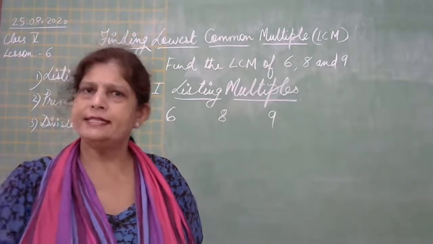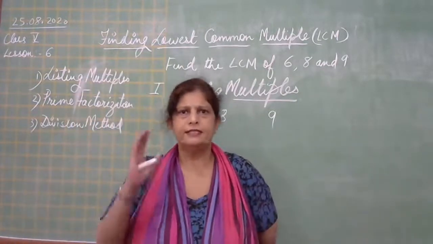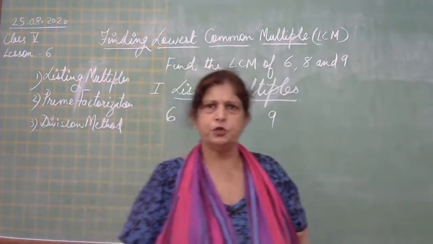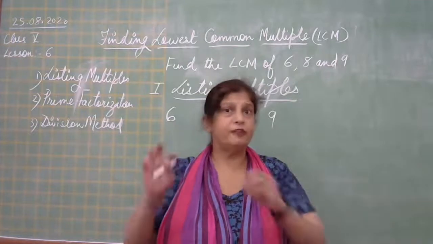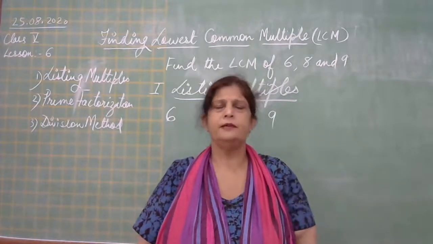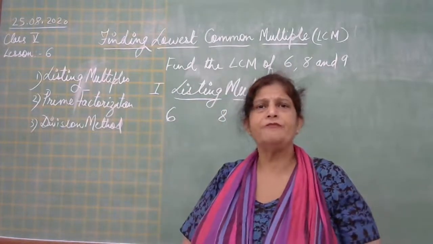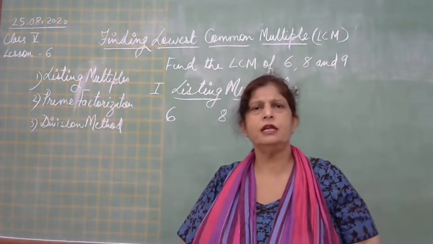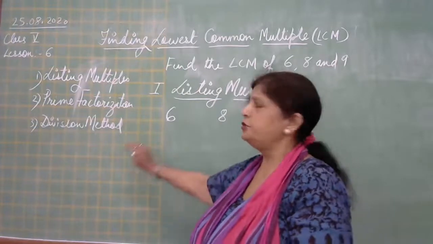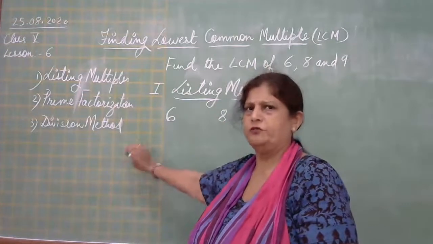Today we are finding LCM, and we are finding it by three different methods. Listing multiples, where you will be writing the multiples of all the numbers which are given to you, and then you will see which is the first common multiple for those numbers. Second will be prime factorization: we will find the prime factorization of each of the numbers given, and then we will find out the LCM. The third is the division method, which I will tell you in the due course of the lesson.